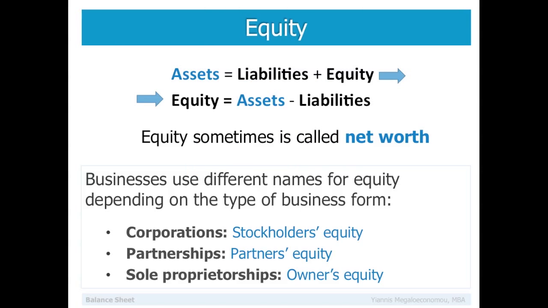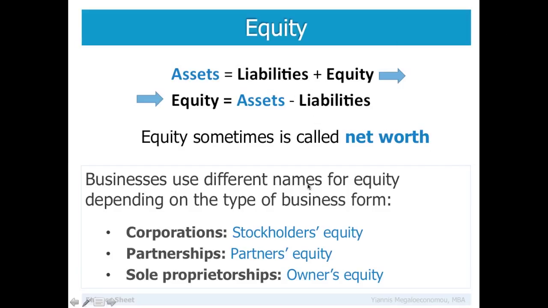Equity is the last financial element someone will find in the balance sheet. Remember the basic accounting equation: assets equals liabilities plus equity. So the amount of equity equals assets minus liabilities. Sometimes equity is called net worth, meaning what remains from the assets after deducting all the liabilities. Okay, this is the net worth.